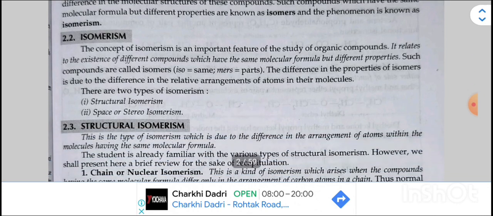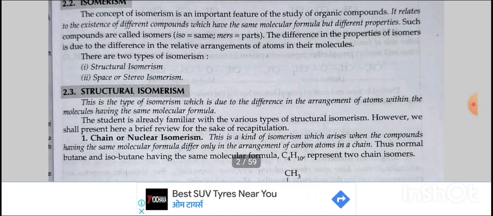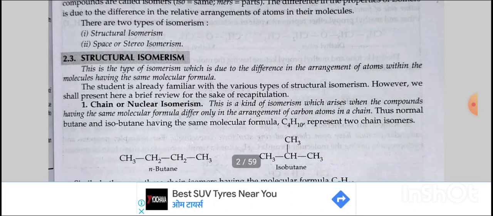as isomerism. Isomerism. The concept of isomerism is an important feature of the study of organic compounds. It relates to the existence of different compounds which have the same molecular formula but different properties. Such compounds are called isomers. The difference in properties of isomers is due to difference in relative arrangement of atoms in their molecules. There are two types of isomers: structural isomers or space isomers, that is, stereoisomerism.